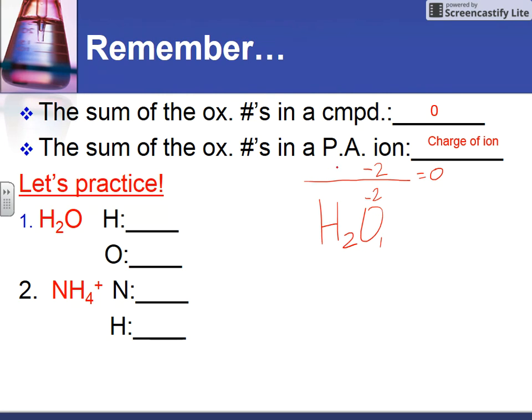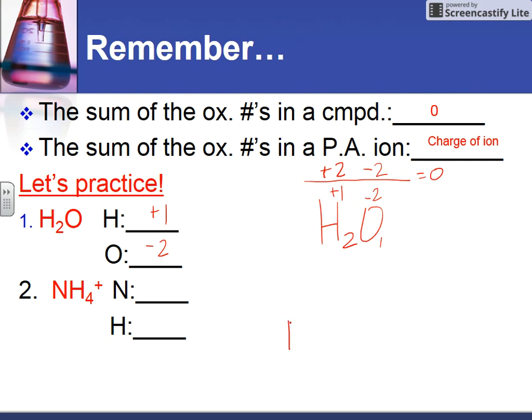So then you've got to figure out what hydrogen has to be here. To make this equal to 0, we know the total hydrogen oxidation numbers have to add up to a +2, because a +2 and a -2 equals 0. Now, since there's 2 hydrogens here, you have to take that into account. So that means each hydrogen must be a +1 apiece. 2 times a +1 gives you a +2. So you would say hydrogen's oxidation number is a +1 and oxygen's is a -2.